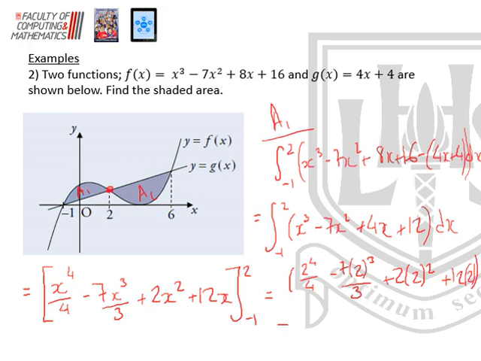Take away the same thing there but for minus 1. So that should be a minus there. 7 times minus 1 cubed over 3 plus 2 times minus 1 squared plus 12 times minus 1. Okay, and that gives you a value for that left hand area. Give me 2 seconds, I'm just going to run that through. Okay, that works out to be 99 over 4 units squared.